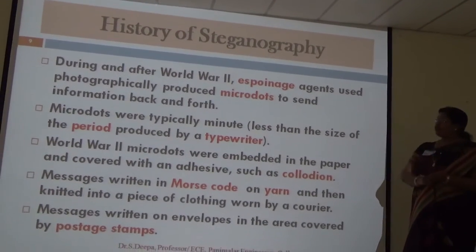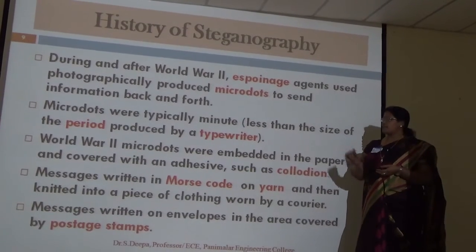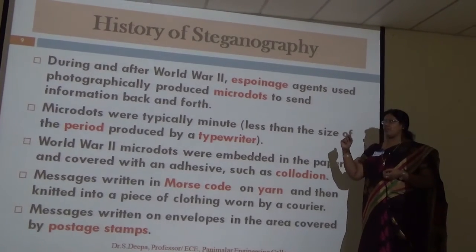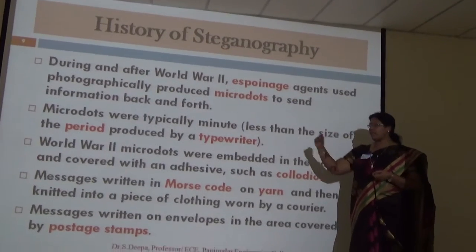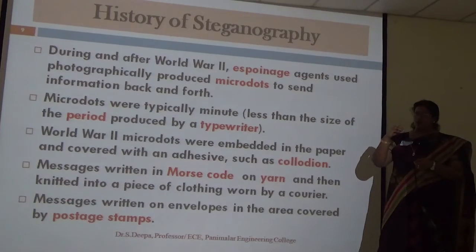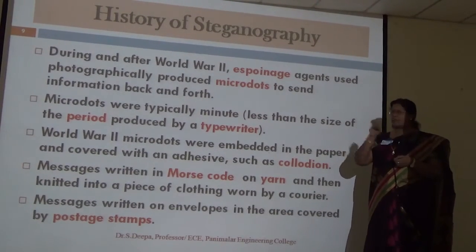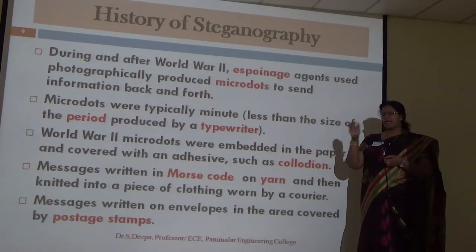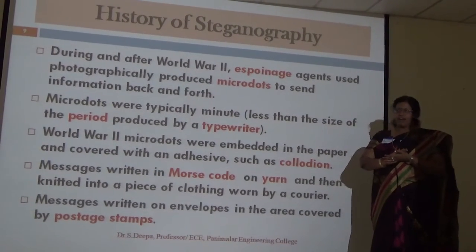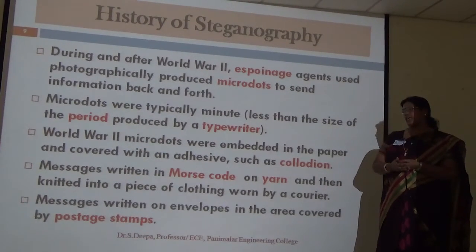During World War II, microdots were used. Microdots are small dots, much smaller than the period produced by a typewriter. The microdots contain all the information. The receiver has to zoom the microdot and read the information present in it.